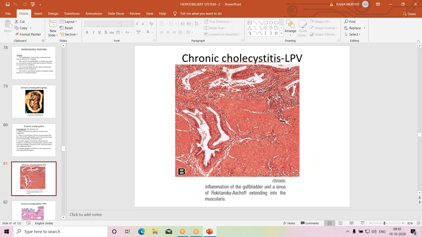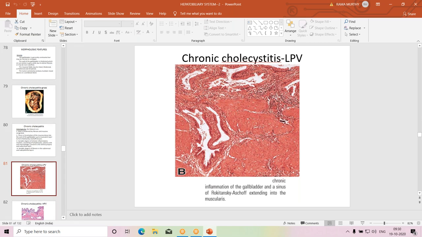This is the section of gallbladder in chronic cholecystitis, low power view. Above you can see the mucous glands and surface epithelium, cuboidal or columnar epithelium. A small bit is there, and the mucosa is inflamed, infiltrated by mononuclear inflammatory cells. But deep within the wall, where the muscular tissue is, muscular tissue can be identified as a pinkish tissue, smooth muscle wall.